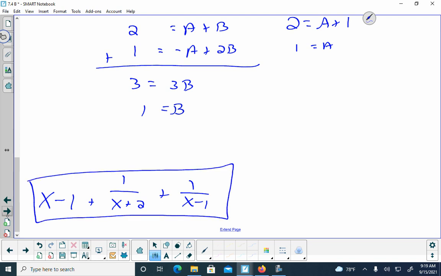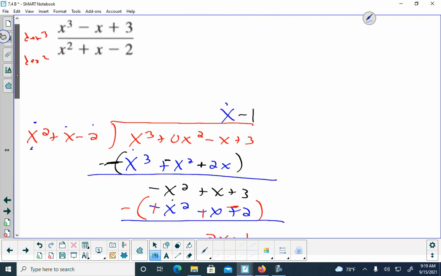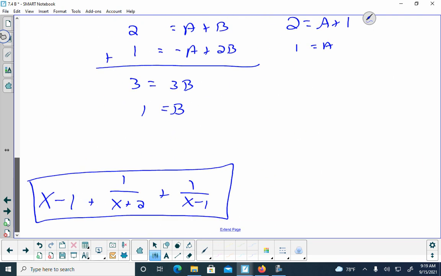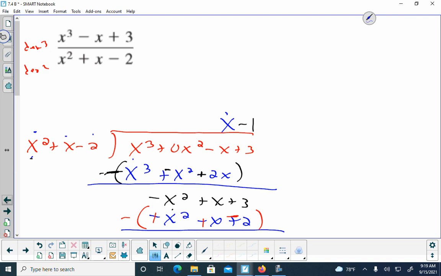So if you have a fraction, a polynomial that is not a proper fraction, you're going to have to do the long division first. And I believe that's it. This is not the homework. You're doing the one online that says homework day 2.